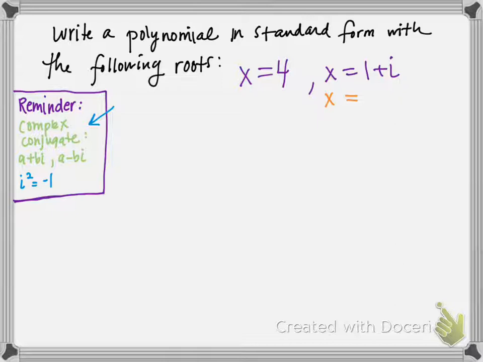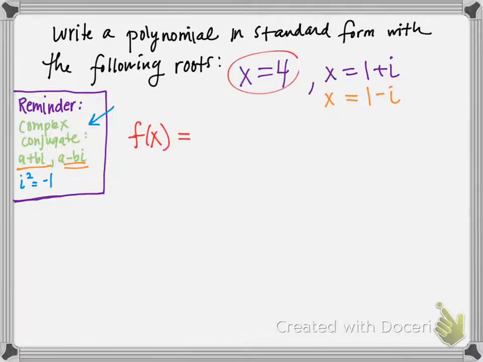So if I look at the reminder here, the complex conjugate, if the root is a plus bi or 1 plus i, then you have a conjugate a minus bi or 1 minus i. So there's my three roots. So the first thing I'm going to do is write this in factored form.